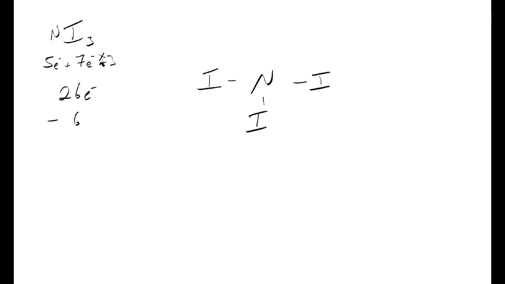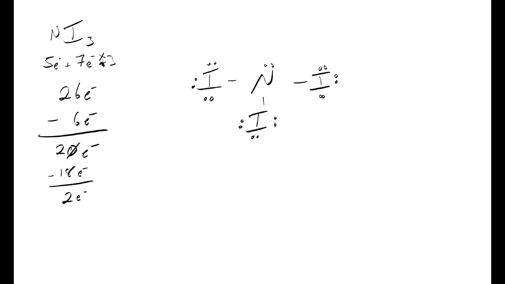Nitrogen triiodide. Nitrogen gives us 5 electrons. Iodine gives us 7. Oops. A total of 26 electrons. So nitrogen, iodine, iodine, iodine. That uses up 6, leaving us with 20. 2, 4, 6, 8, 10, 12, 14, 16, 18. We have 2 electrons left over. They will go on nitrogen.